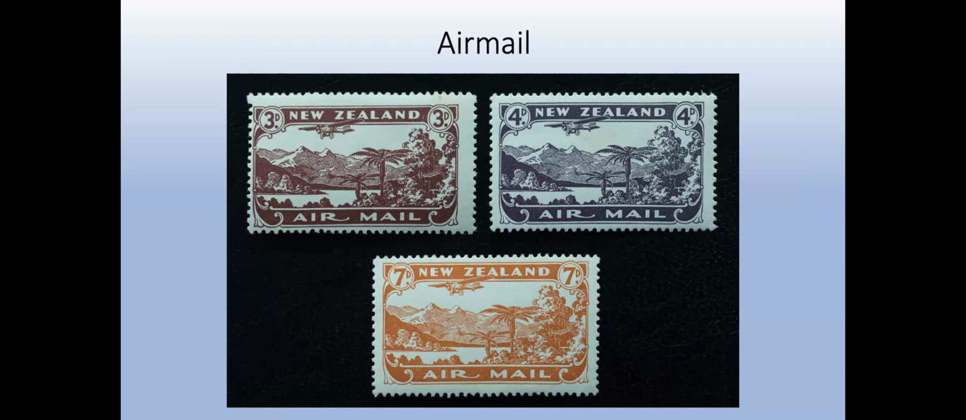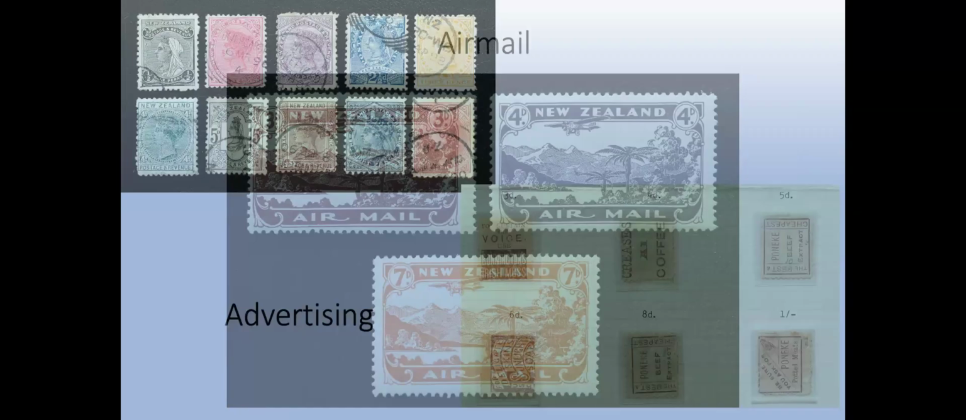Okay, so we'll just move on to airmail stamps. That's a category that people are interested in. And New Zealand's first airmail stamps were produced in 1931.